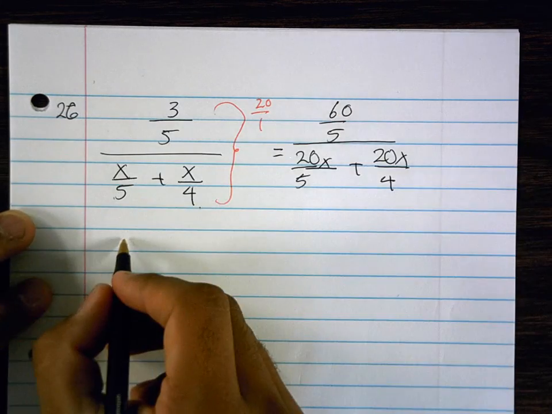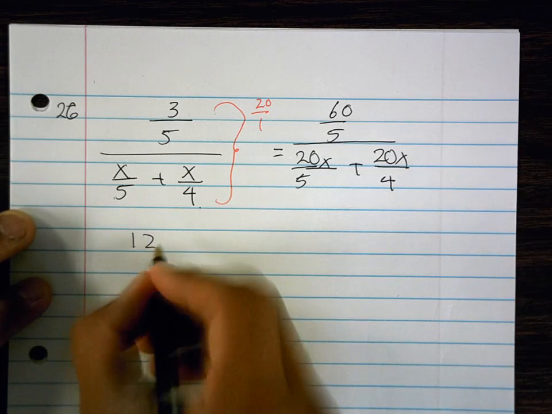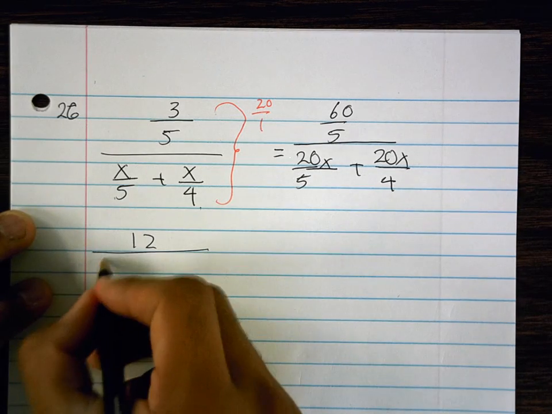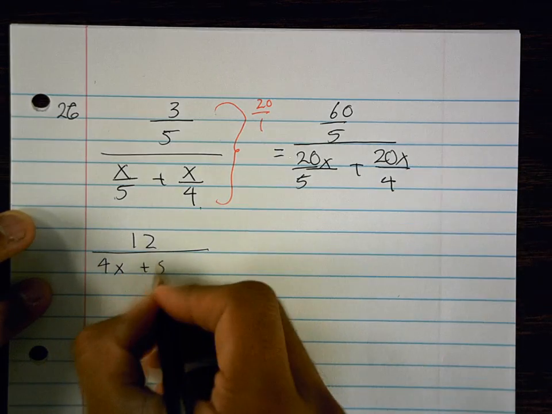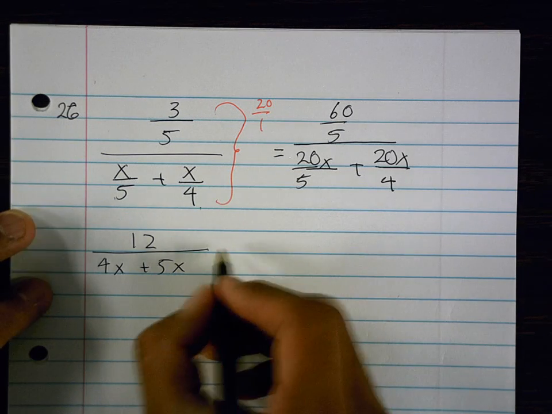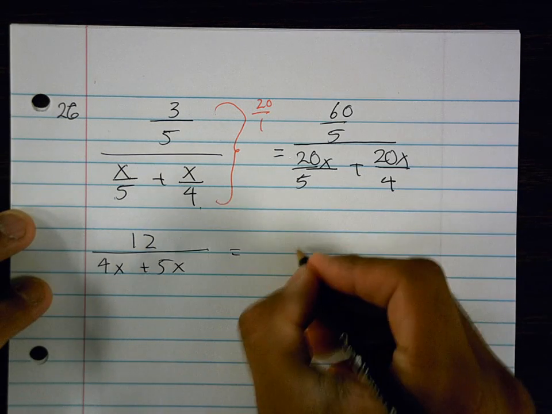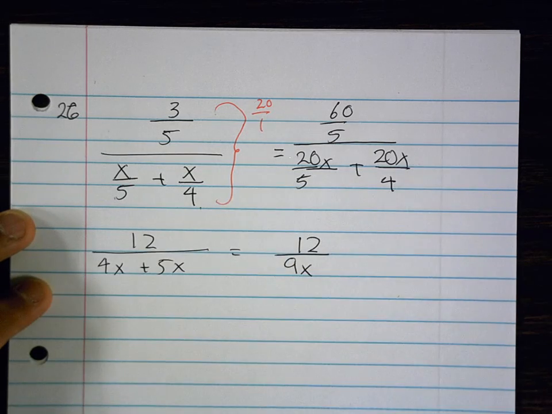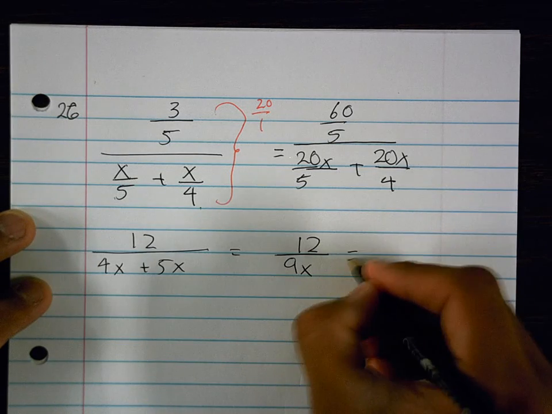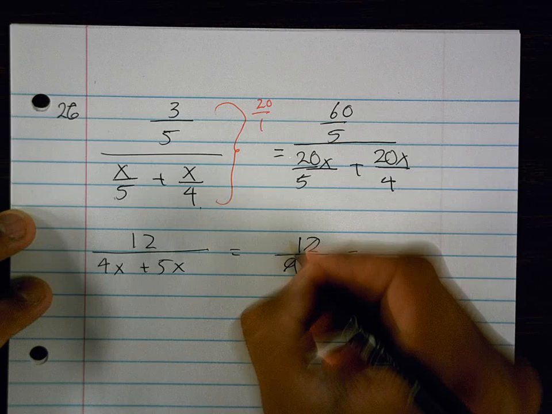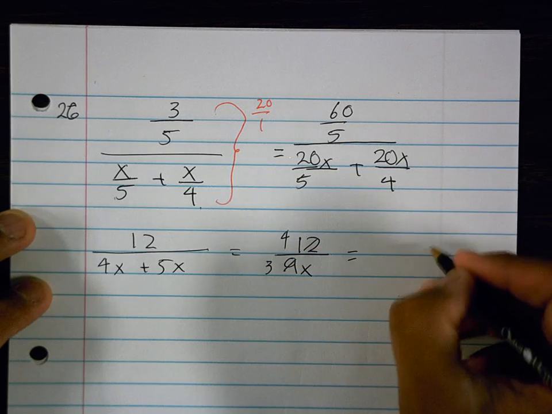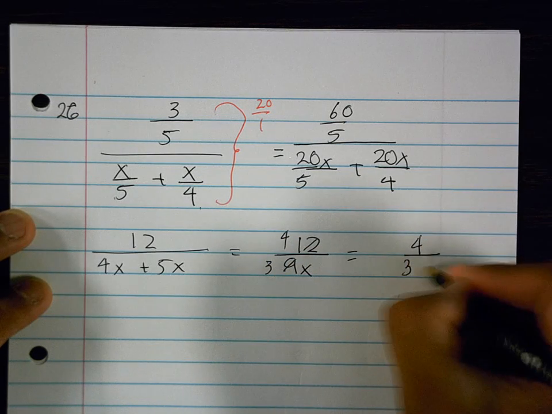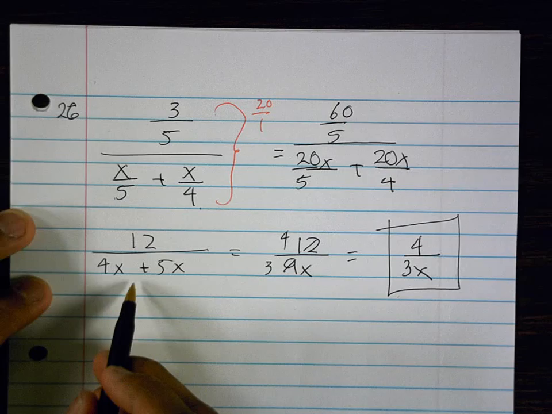Coming down here to do the reducing, that's going to be 12 all over 4x plus 5x. These are actually like terms, so I can add them. That gives me 9x. I can reduce 12 and 9, and that takes out a 3 from both of those. So the answer is 4 over 3x. Most people are going to leave the answer right there.